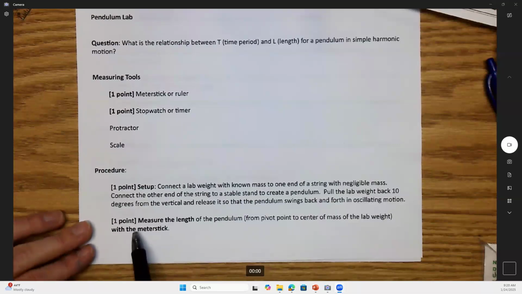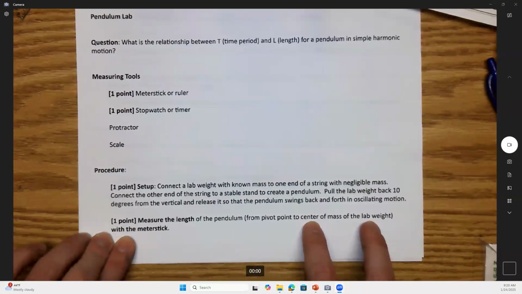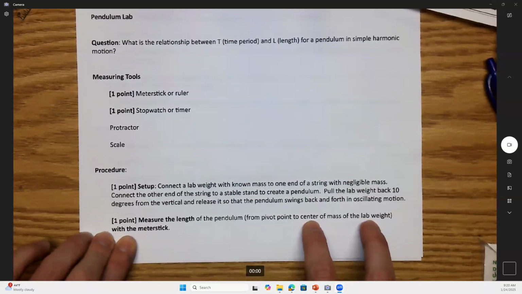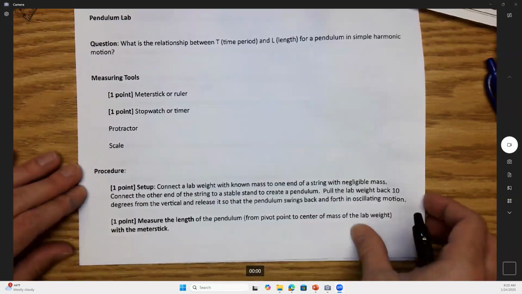Okay, next point. Measure the length of the pendulum from the pivot point to the center of mass of the lab weight with the meter stick. There you go. So that's how you measure the weight with the measuring tool, the meter stick. Boom, there you go. Okay, so there's 4 points down. All right, you guys good with 4 points so far?